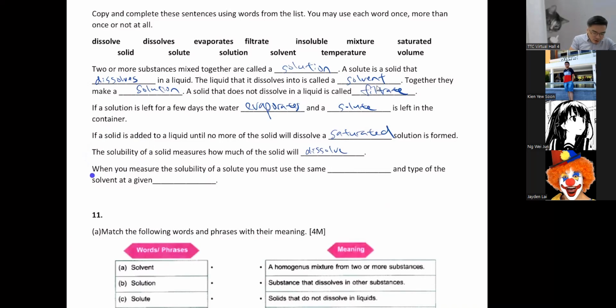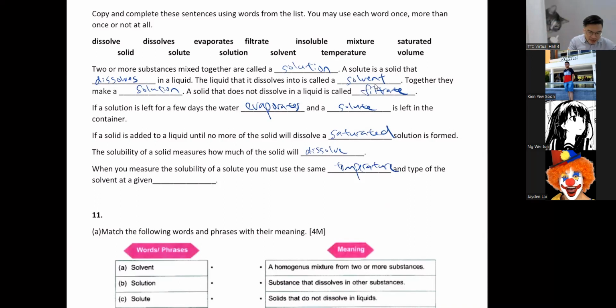Next, when you measure the solubility of a solid, you must use the same temperature. When you compare, you must use the same temperature. You cannot use hot for one and cold for the other, because hot will dissolve better. It's not a fair comparison. If you want to experiment, let's say with salt, one you put in oil, one you put in water. To compare them, they need to be at the same temperature. Because if for oil you use 70 and for water you use 10, it's not a fair comparison. You get what I mean, right? They need to be at the same temperature.